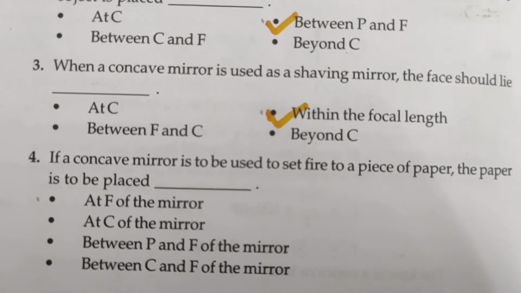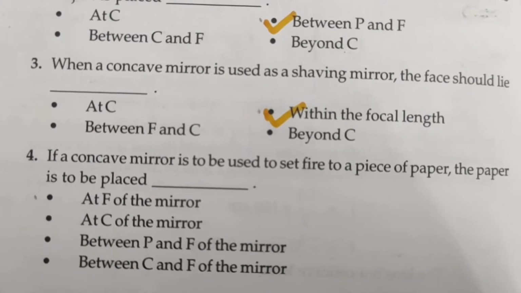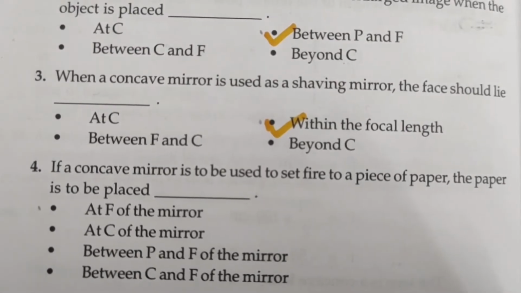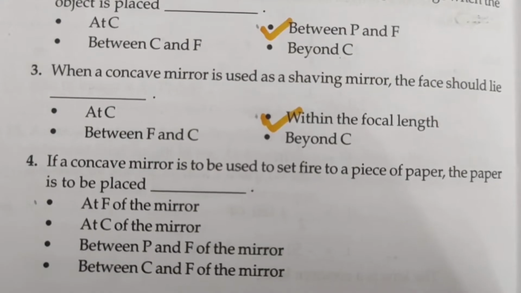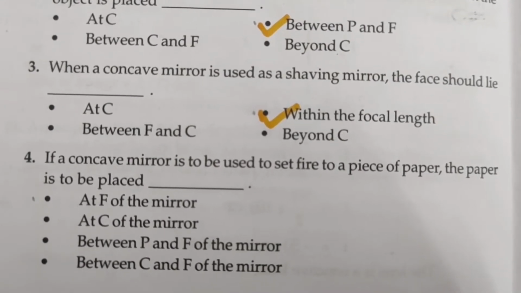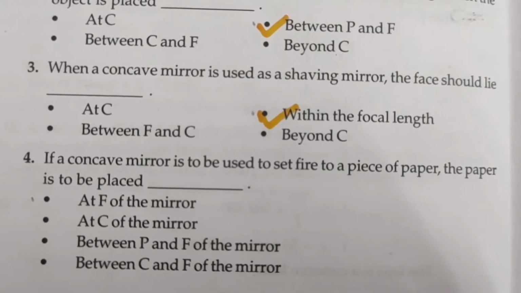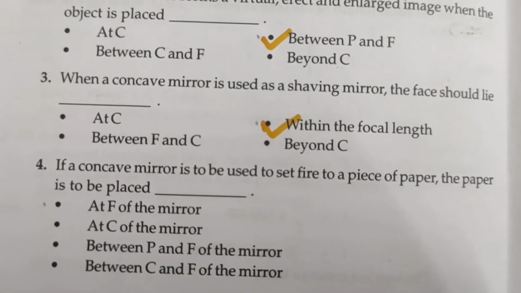If a concave mirror is to be used to set fire to a piece of paper, the paper is to be placed dash at F of the mirror, at C of the mirror, between P and F of the mirror, and between C and F of the mirror, and the correct option is at F of the mirror.